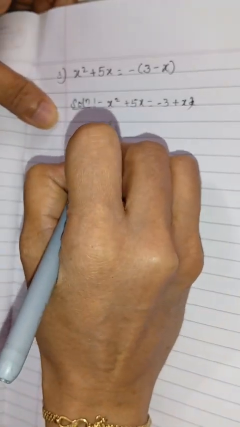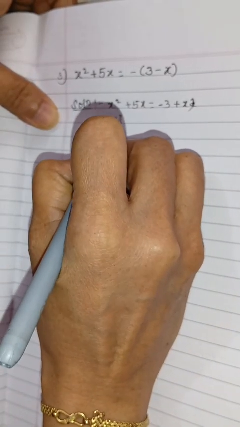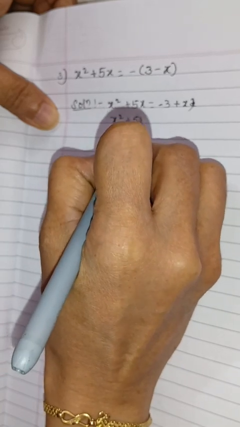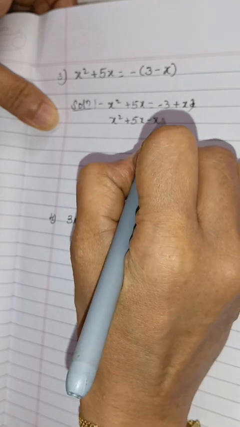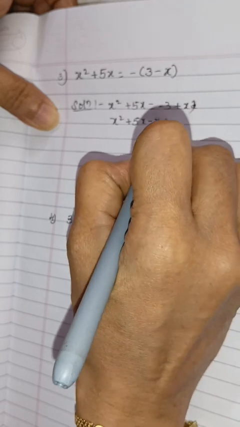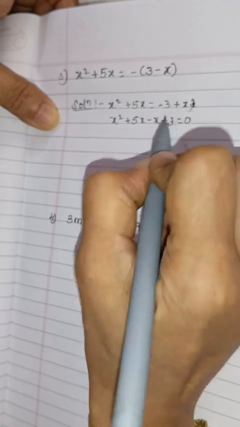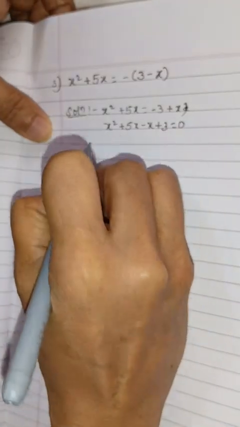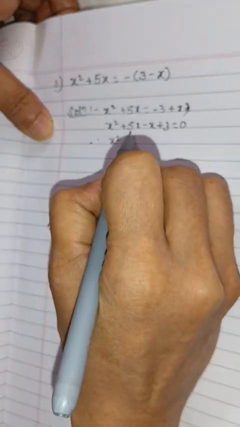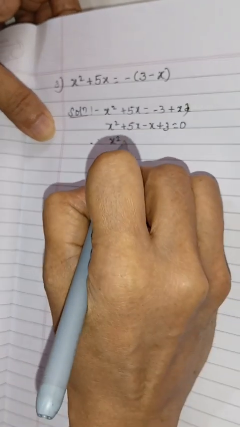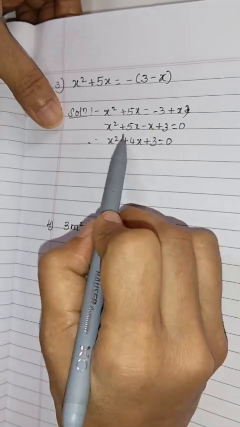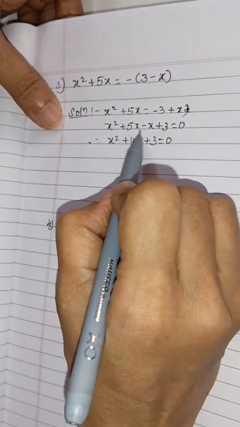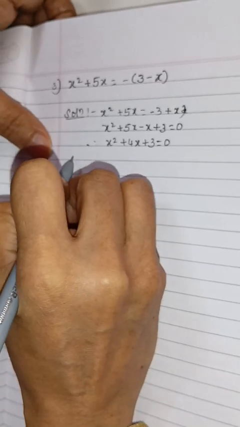Now x square plus 5x as it is, and this x we bring to the left hand side, becomes minus x, and this minus 3 becomes plus 3, equal to 0. So therefore x square plus 5x minus x is plus 4x, then plus 3 equal to 0. This simplification you must be knowing, no? 5x minus x.